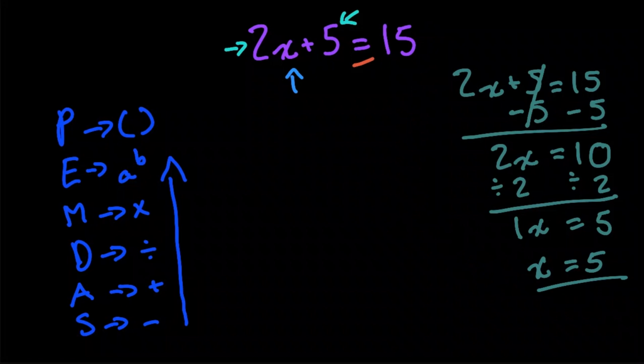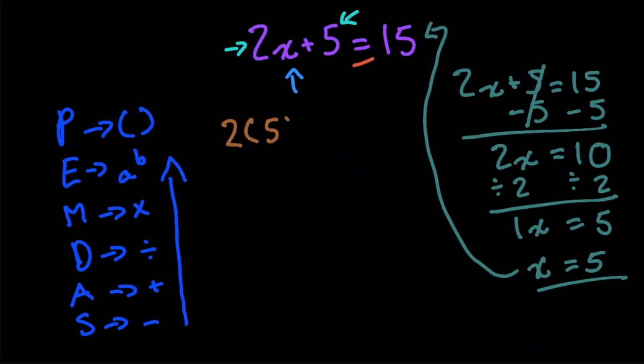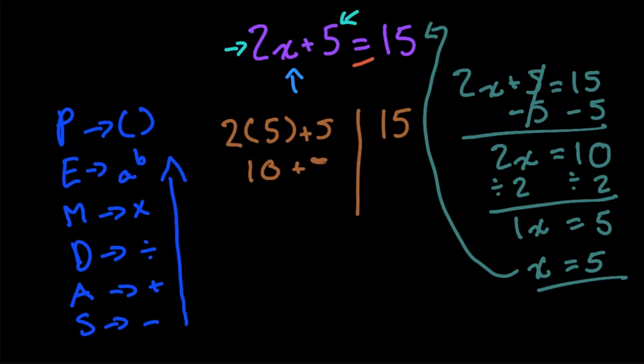We can check that this is right by plugging this back into our original equation. So we have 2 times 5 plus 5, and that should give us 15. So I'll write it like this. We have 10 plus 5, and then we get 15. And since 15 equals 15, we are correct.